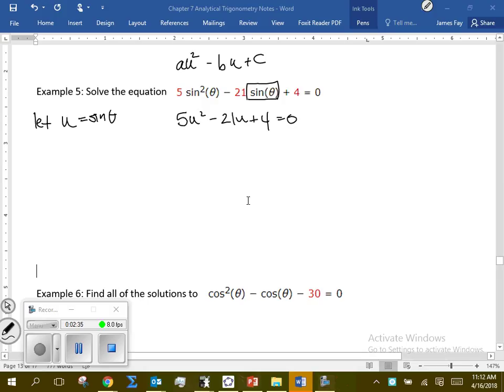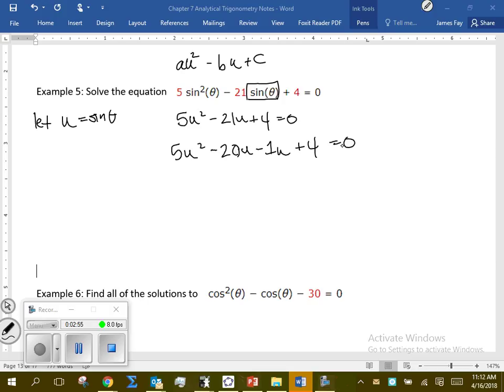And that might make it a lot easier for you to recognize it's the A times C method. So I'm going to rewrite this as 5u squared minus 20u minus 1u plus 4 is equal to 0, right? We do the A times C method: 5 times 4 is equal to 20. Now, two numbers that multiply together to give me 20, but add up to give me negative 21. There are these two numbers that we put here. Remember doing that?